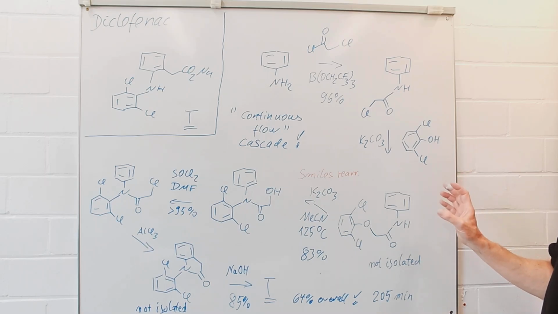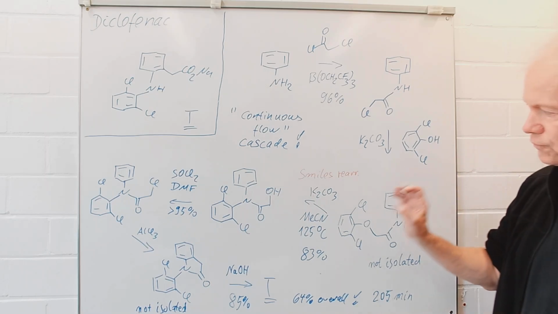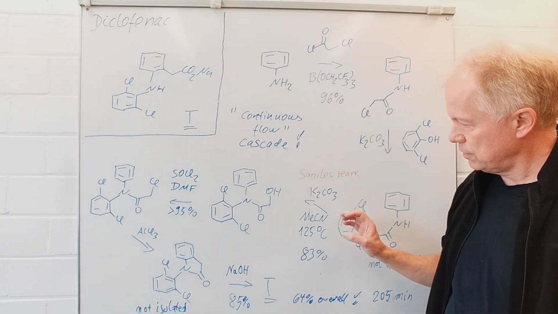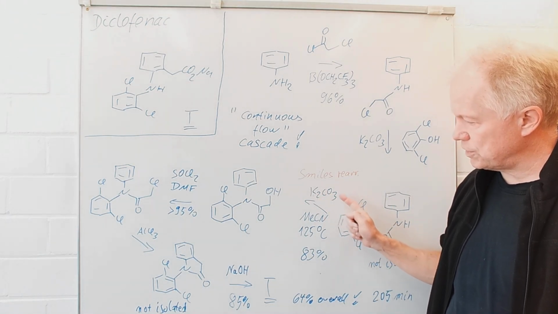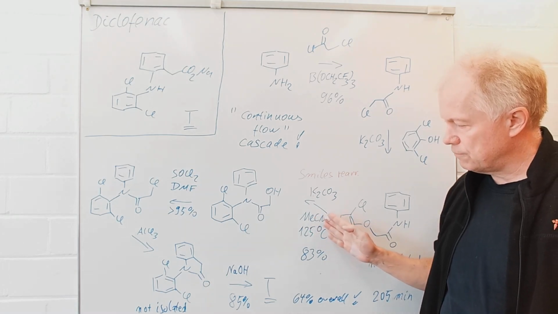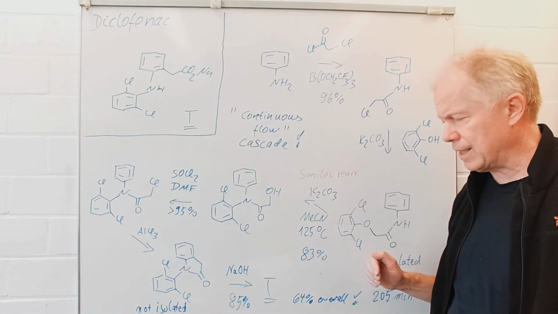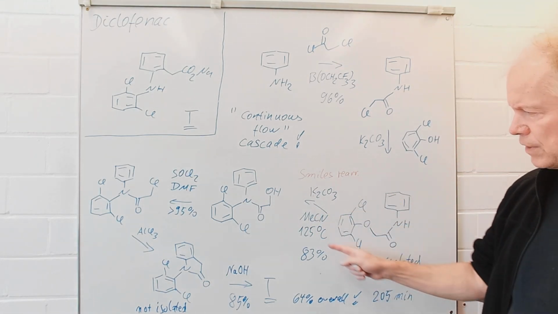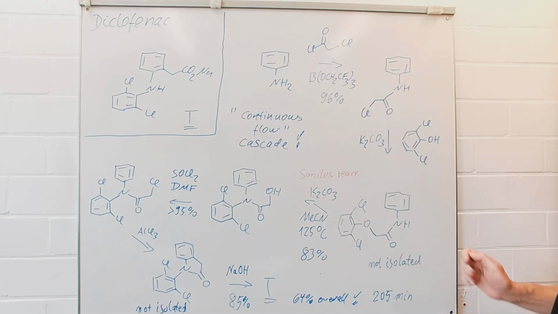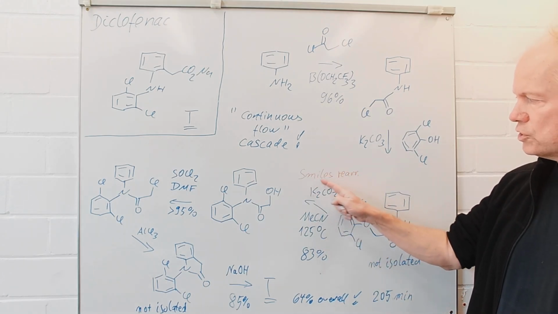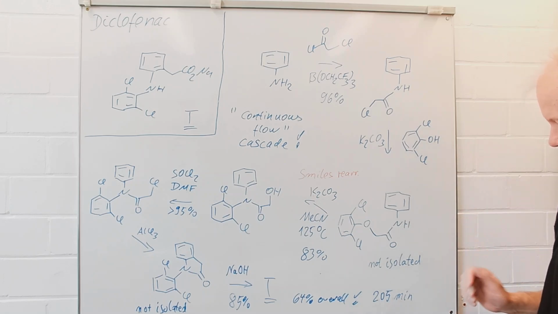We are still in that continuous flow reactor, and in this part of the cascade we still have potassium carbonate with acetonitrile as the solvent. 125 degrees then initiates the so-called Smiles rearrangement.